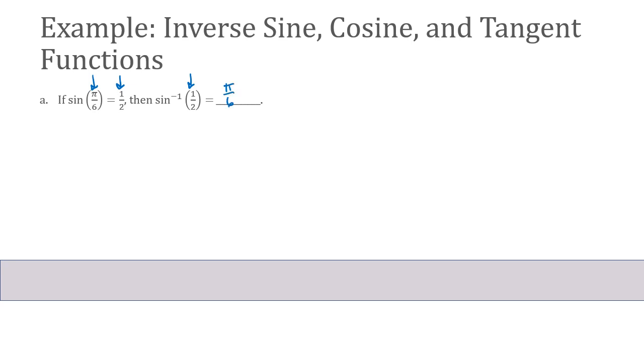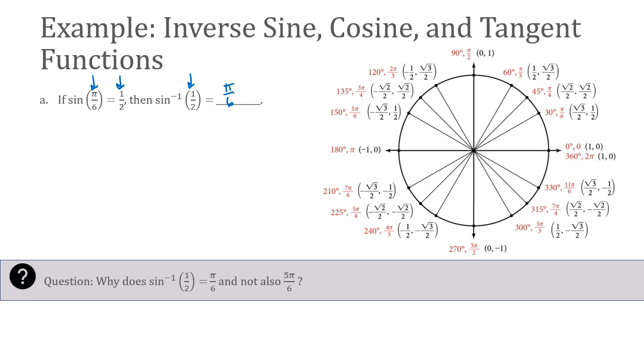And let's take a look at a unit circle to make sure that we agree with that. Over in the first quadrant, we see the angle pi over 6, and we see that output of 1/2. But the question is, why do we only include pi over 6 and we don't also include 5 pi over 6? Because if you take a look over in the second quadrant, you see that 1/2 is also an output when the angle is 5 pi over 6. So why not put 5 pi over 6 here as well?